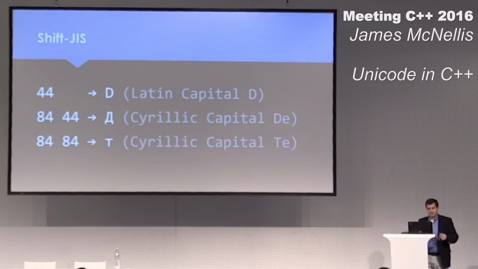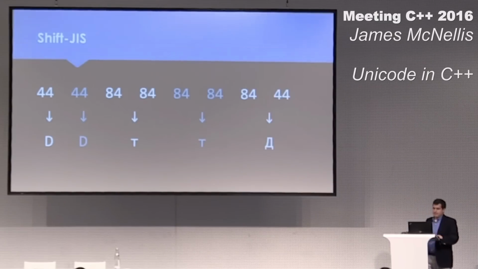And so here's an example. If you're reading a text and you come across the value 44, well, that's the Latin capital letter D. It's just like it is in ASCII. If you come across an 84, though, that's a lead byte, and so you then need to combine it with the next byte. And so if it's a 44, then it would be the Cyrillic capital letter de. If it's an 84, then it'll be the Cyrillic capital letter te. Here's just an example of this. So for example, we read the 44, it's a D, we read another one of those, and then we read two of the multi-byte characters, and then we read another multi-byte character.